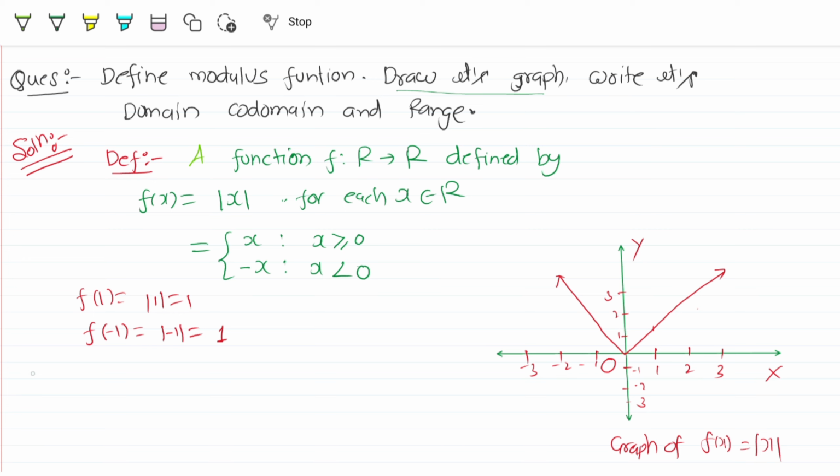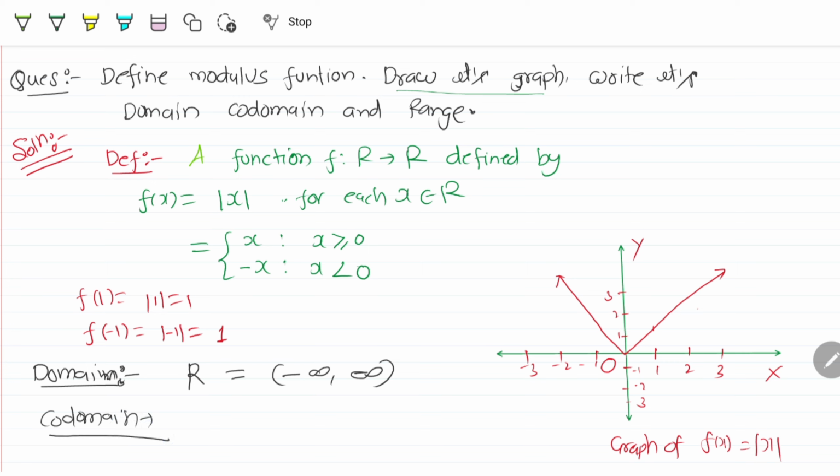Do you know the definition of domain? Domain is the set of values for which the function is defined, and you can see we can put any real number in the function. It means its domain is the complete R, the set of the real line. In interval form, you can write minus infinity to infinity. What is the codomain? By the definition, the function is defined from R to R. The first set is called the domain, the second set is called the codomain. So the codomain is also R, minus infinity comma infinity.